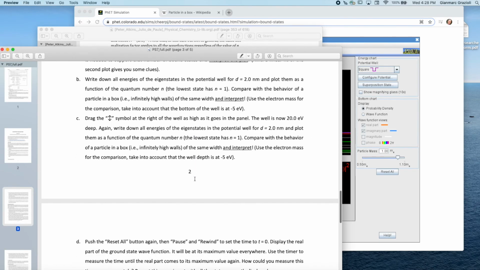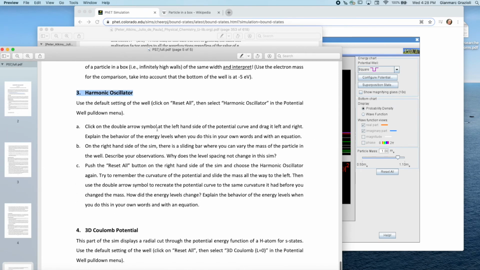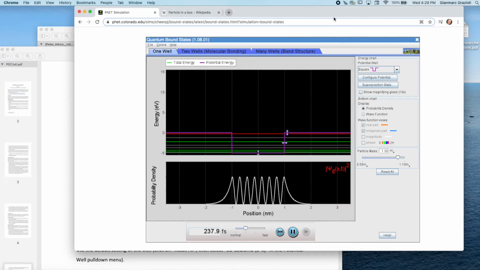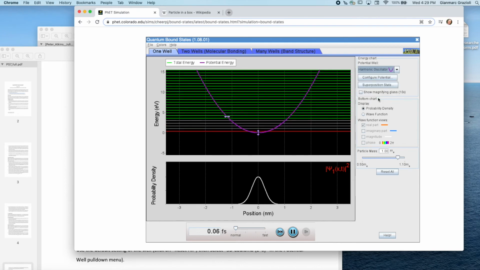I think this is a harmonic oscillator, if I remember correctly. Yes, harmonic oscillator. So now we are looking at the harmonic oscillator problems here. I told you to do A, B, and C. So reset all and then select harmonic oscillator. This is what we have to do with the simulator. So let's go reset all, and then where is it? See how we have a square potential well here? There's a drop-down menu, harmonic oscillator, that's your choice as well. Oh, there we go. So now we've got our harmonic oscillators.